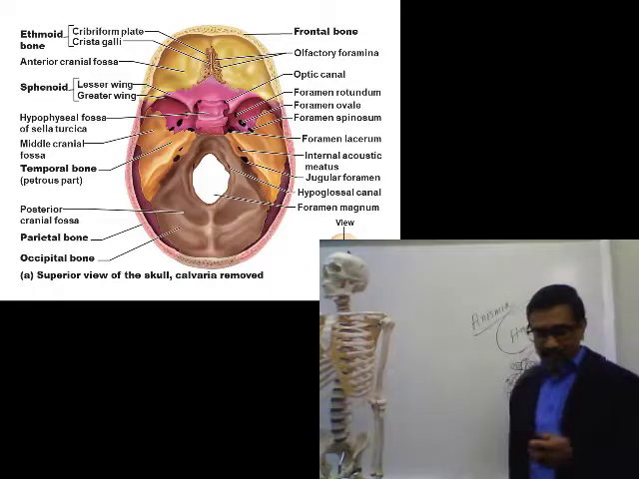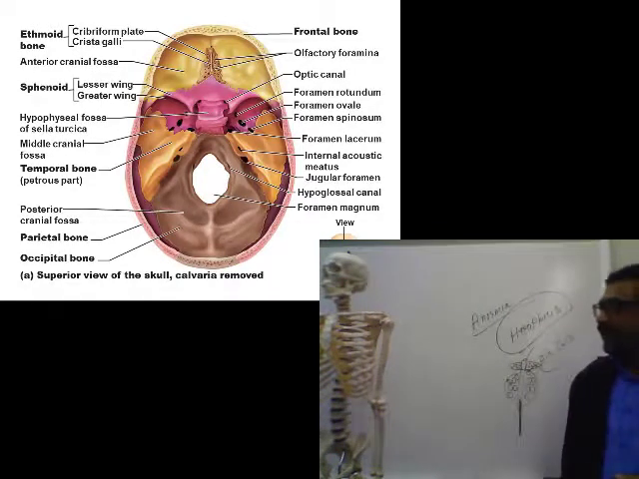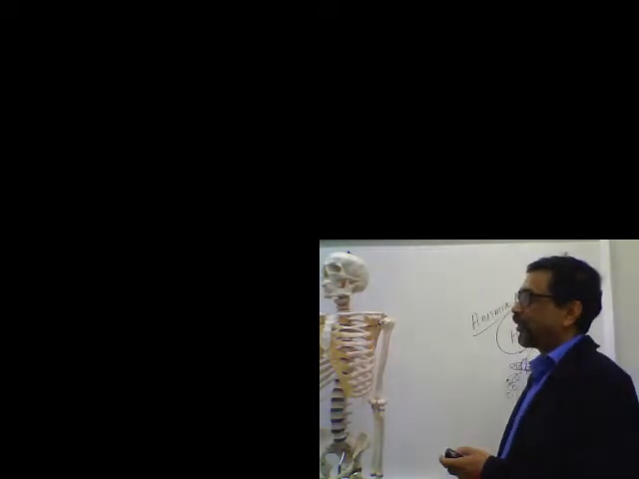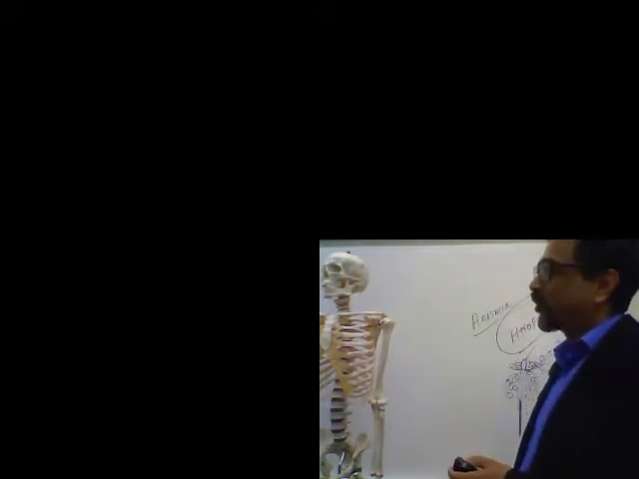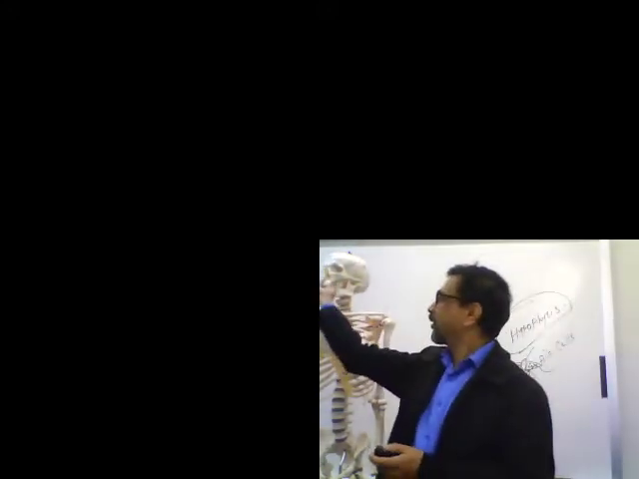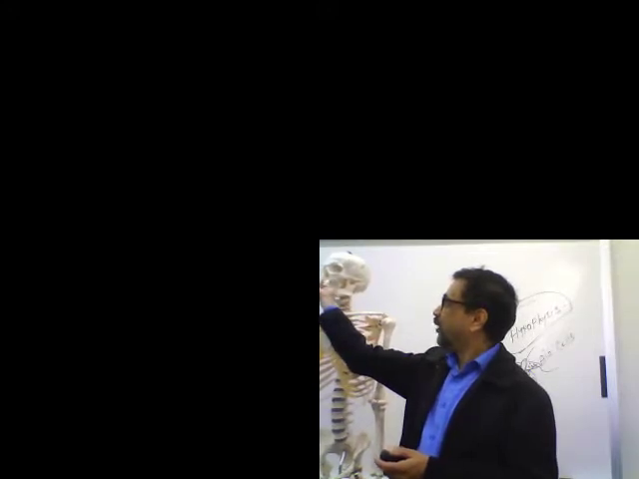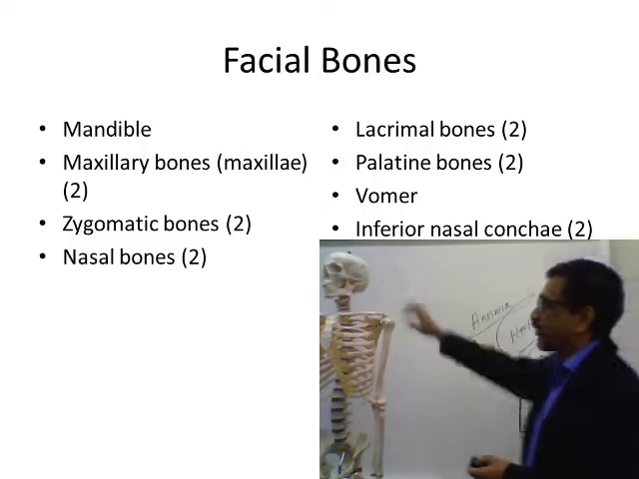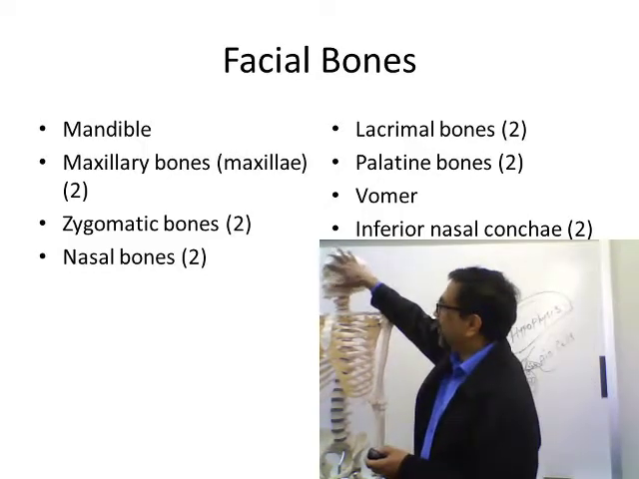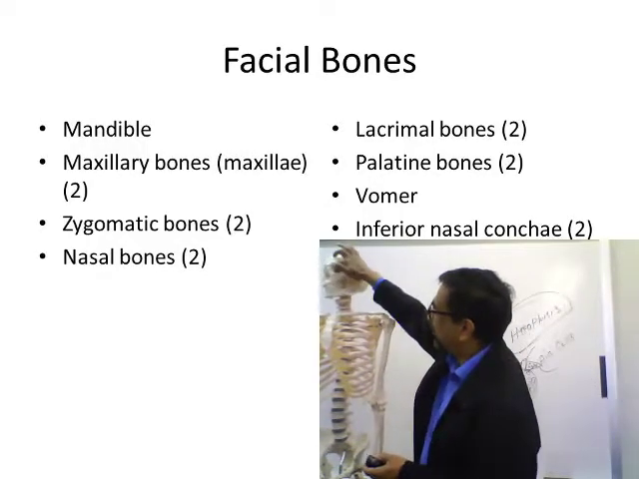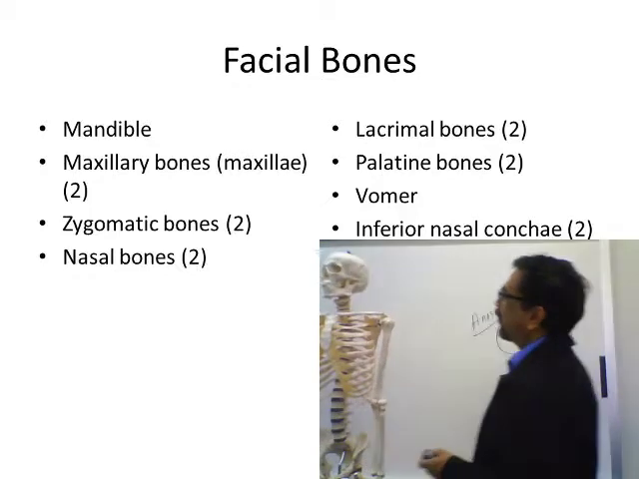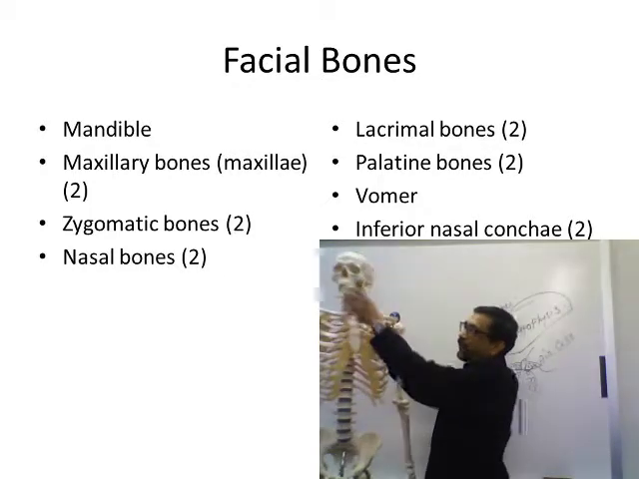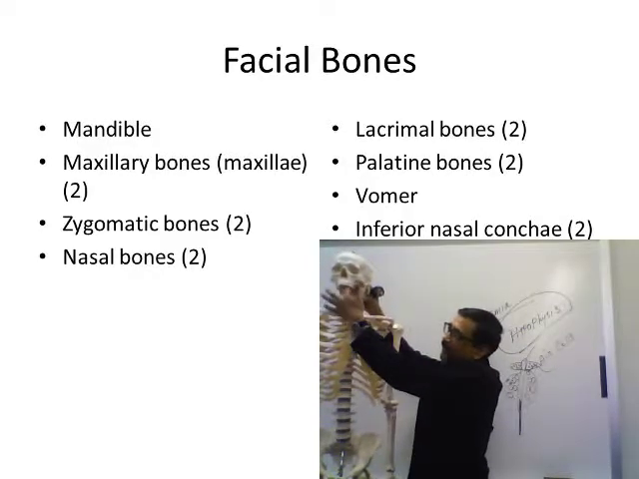Facial bones. I have already mentioned what the facial bones are. Mandible is the lower jaw. Maxillary bones form the maxilla. Two maxillary bones together form the maxilla, or upper jaw. Then two nasal bones, two lacrimal bones, two palatine bones that I didn't mention form the palate. You know, this is the hard palate.